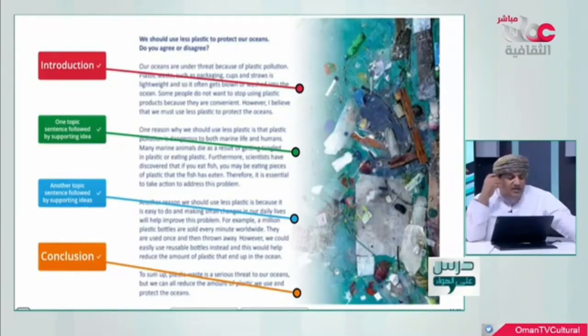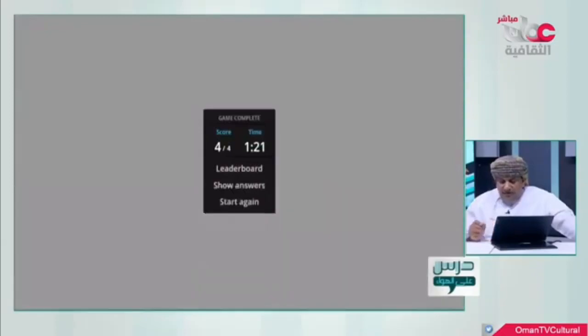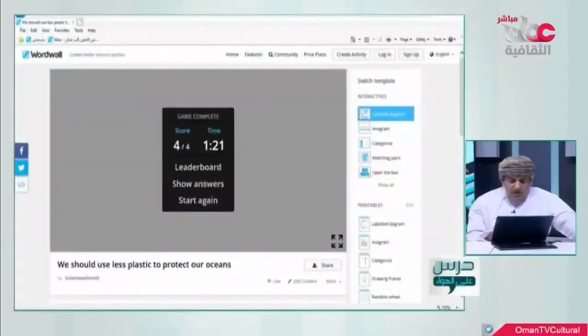So the first part is the introduction. So let's read it quickly. Our oceans are under threat because of plastic pollution. Plastic waste such as packaging, cups, and straws is lightweight, and so it often gets blown or washed into the ocean. So let's go and read it from the course book. It's better to read it from the course book.